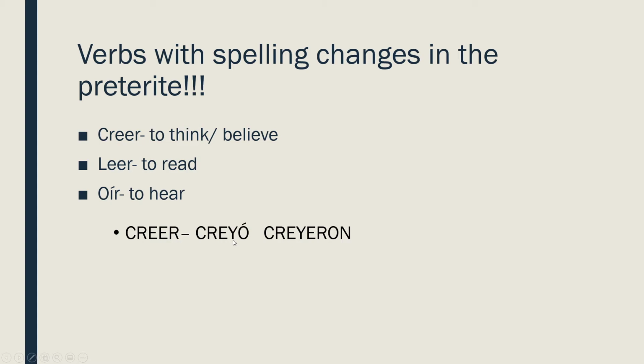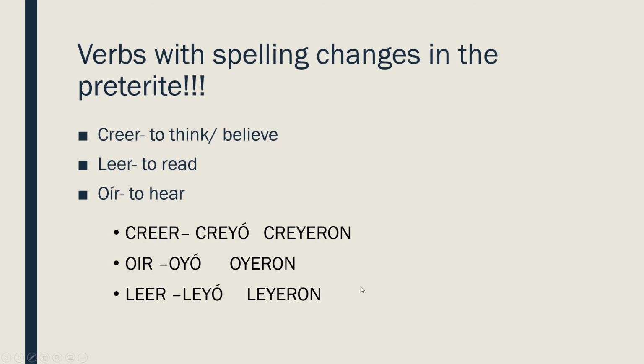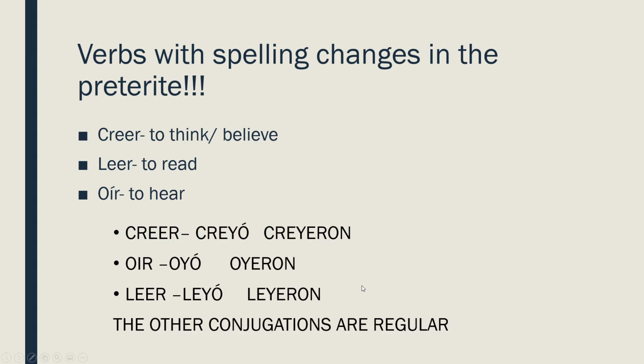In the él, ella, usted, creer becomes creyó. That I changes to a Y there because you can't have a triple vowel. And in ellos, ellas, ustedes, it's creyeron. Again, I to Y here. Oír, oyó, or oyeron. I to Y in both of these is the only time it would happen. Leer would be leyó and leyeron. And the other conjugations of these verbs are regular because it would not make a triple vowel.